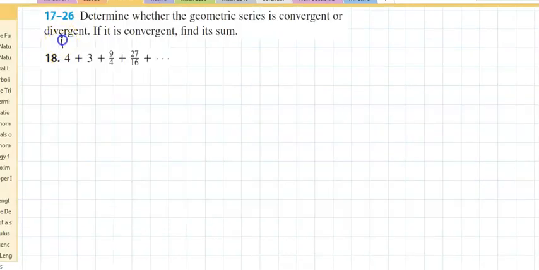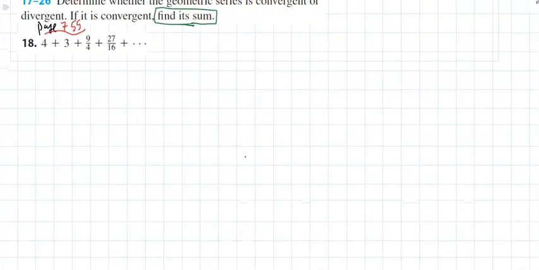Starting off, and this is going to be on page 755. Directions: determine whether the geometric series is convergent or divergent. If it converges, find the sum. That's the key term. By them stating find the sum, and they only do that in this section, they're telling you this is either geometric, or we're going to use this other trick called telescoping. I'll show you what that means in a minute. Actually, in a few minutes.